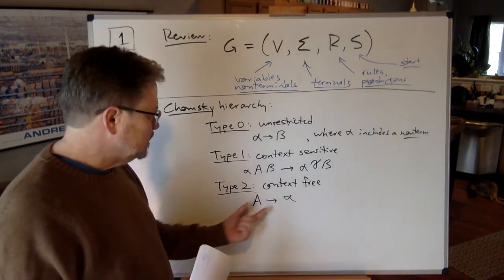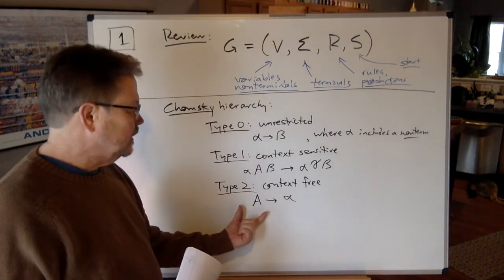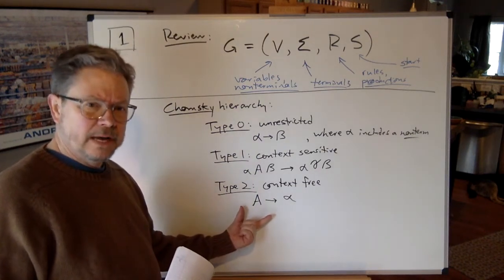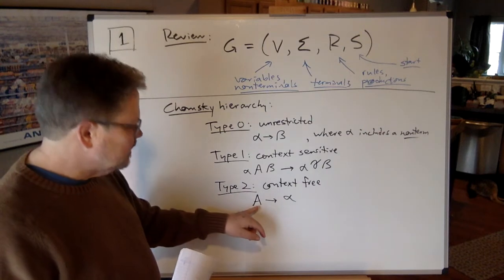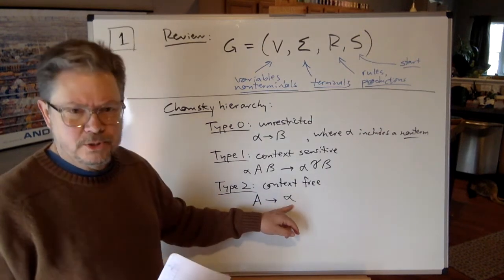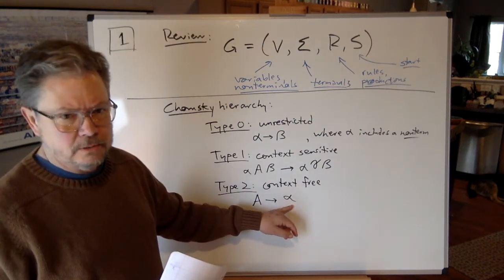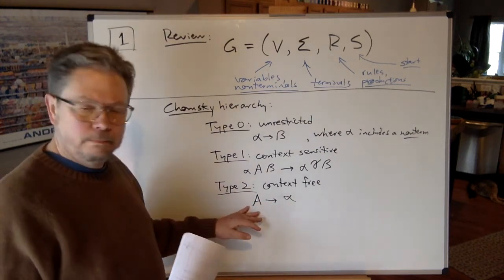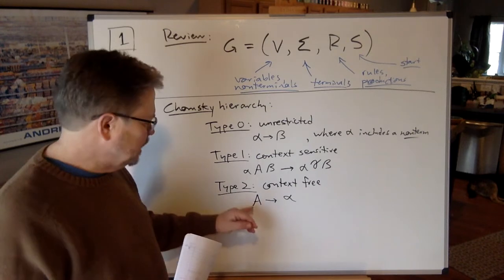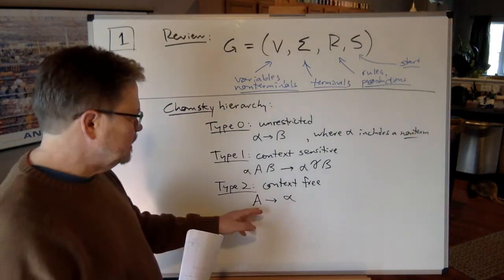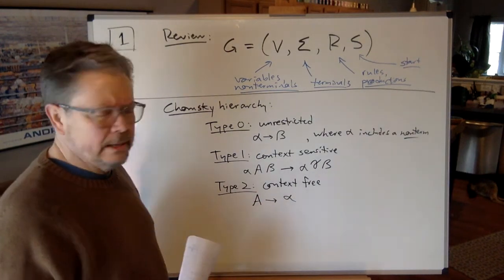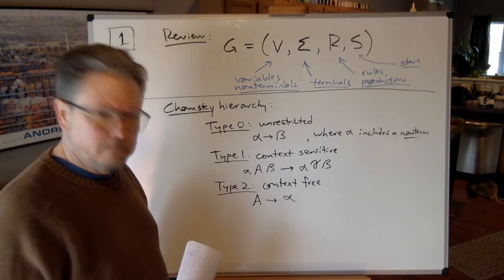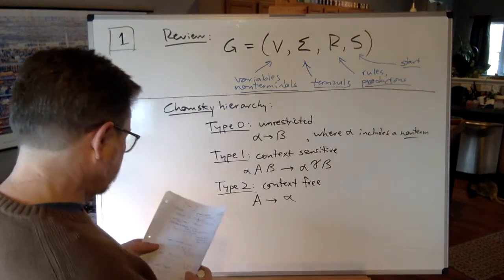By saying we can replace it context-free, we don't have to look at what's before A or after A to decide that we can replace capital A with this string alpha of terminals and non-terminals. In other words, it's context-free. We don't have to pay any attention to what's before or after A to be able to replace it with alpha.